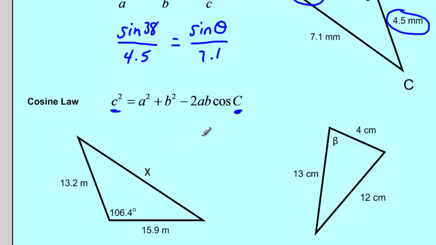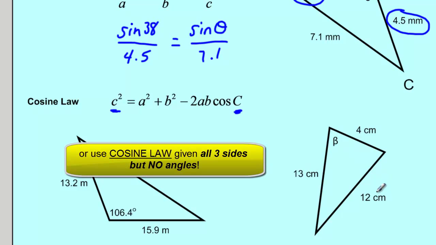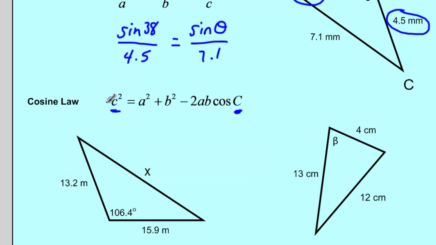There is one other case that we could use cosine law, and that's if we're given a side, another side, and then even a third side, but no given angles. We can't use sine law for this because I'm not given an angle with a corresponding side, but I am given three sides. So if you look at the cosine law itself, I can fill in side A, side B, and side C, and then I just solve or look for what angle C happens to be.